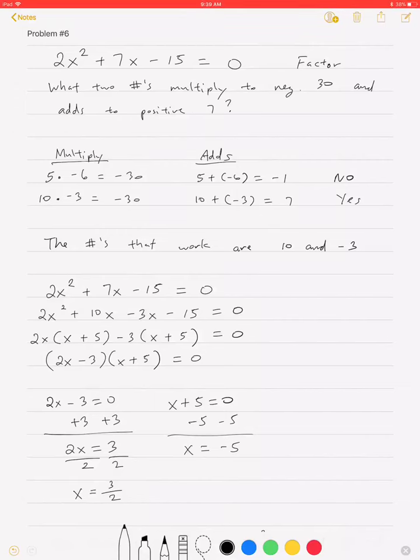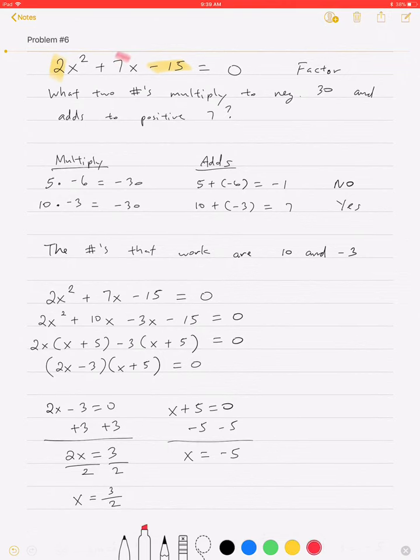So in problem number 6, 2x squared plus 7x minus 15 equals 0, you need to know how to factor. Okay, if you know how to factor, this problem becomes very easy. What two numbers multiply to negative 30? How I got negative 30 was I did 2 times the negative 15 and adds to positive 7. How I got positive 7 is because I looked at the middle number.